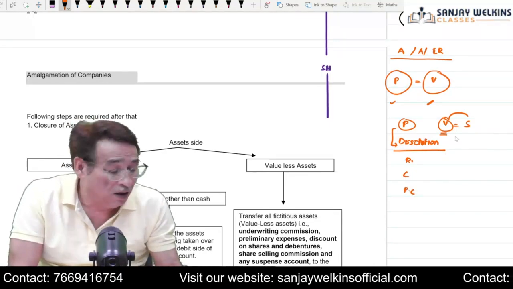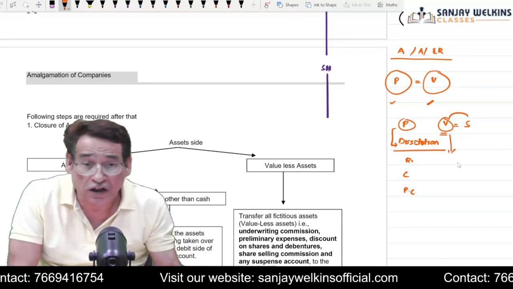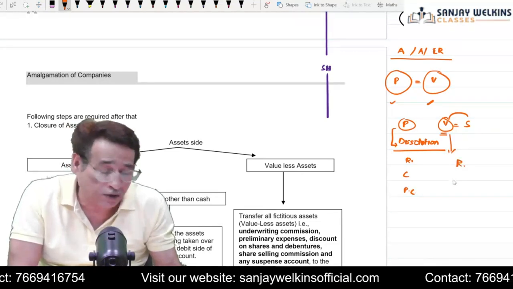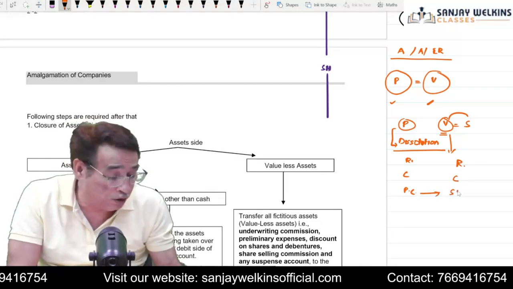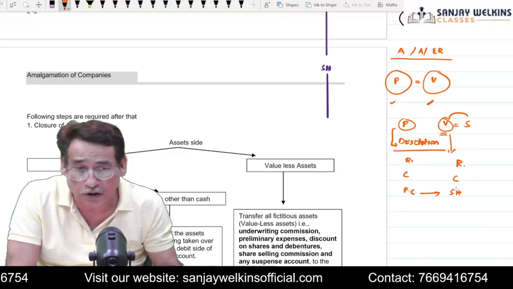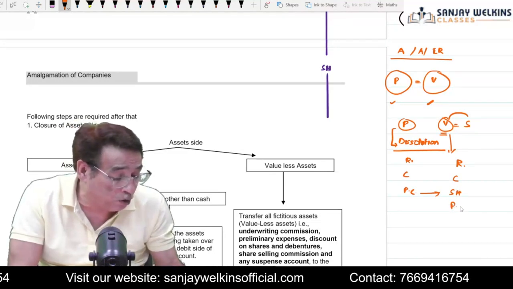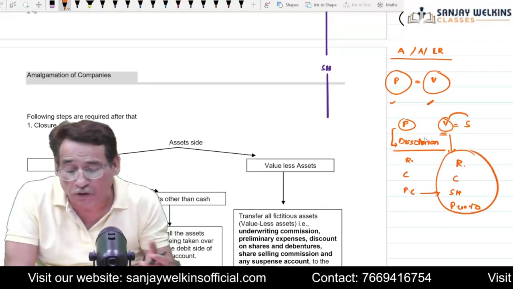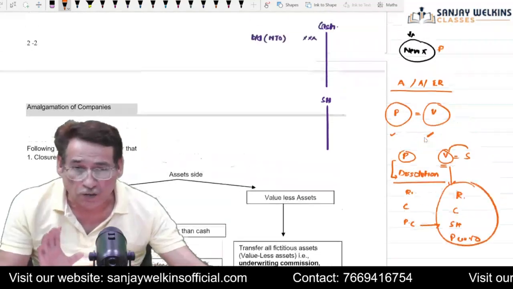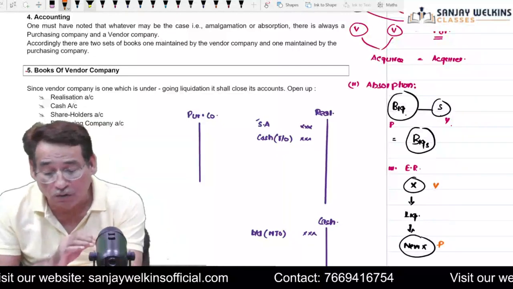Similar to here, when a vendor company will get liquidated, it will also prepare realization account, it will also prepare cash account, and it will also prepare owner's account, but owners of a company are shareholders, so it will prepare shareholder's account, and besides that, one more account, that is purchasing company account. So when a vendor company will get liquidated, it will prepare four accounts. Correct? So we are trying to learn here.